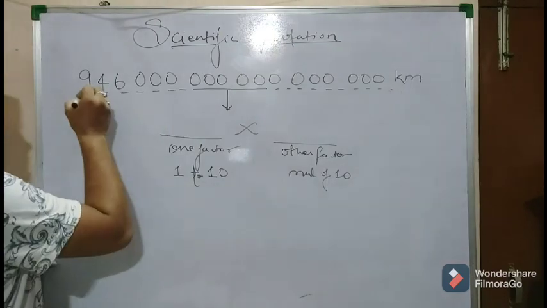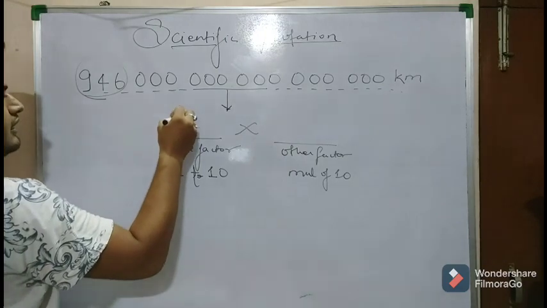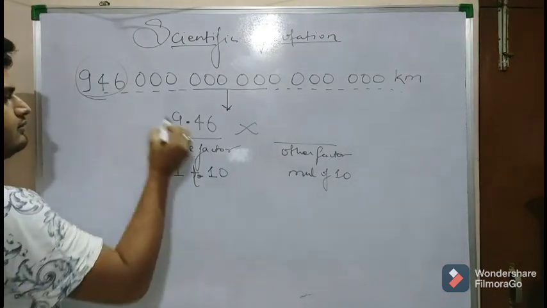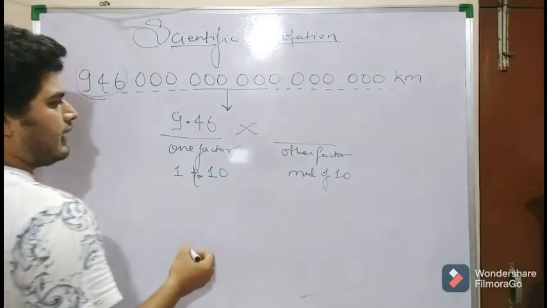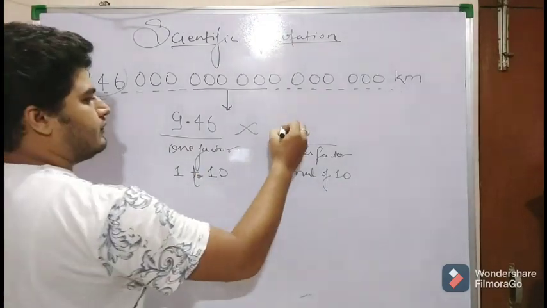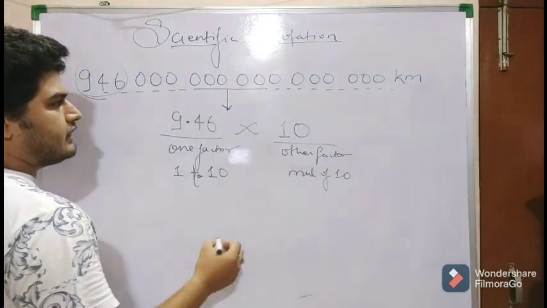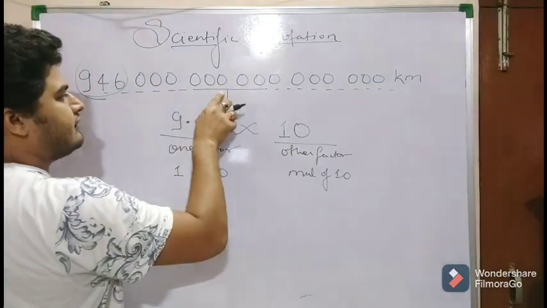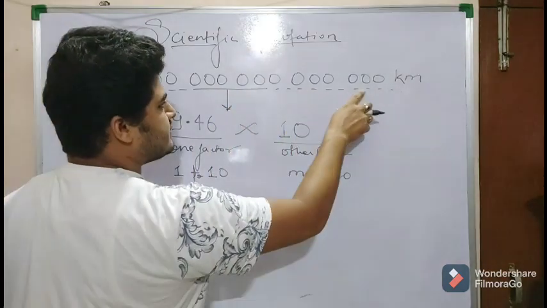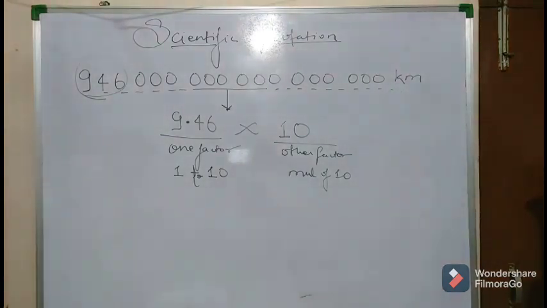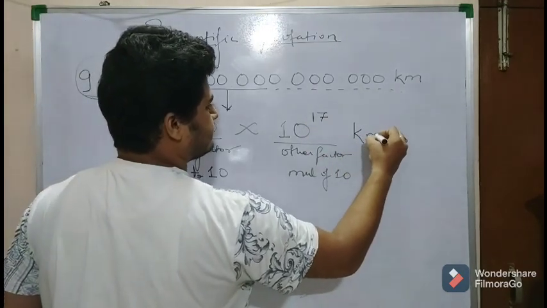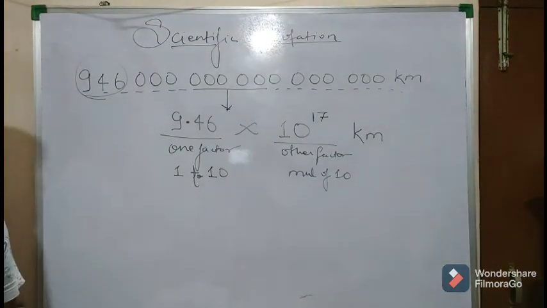So between 1 to 10 we can express 946 as 9.46. Now it's a number between 1 to 10. And when we have expressed it like this, then 10 to the power how much? We will count the digits from the decimal. So 1, 2, 3, 4, 5, 6, 7, 8, 9, 10, 11, 12, 13, 14, 15, 16, 17. So 10 raised to the power 17 kilometers. In this way it can be written in the form of scientific notation. This will be the correct scientific notation of this number.